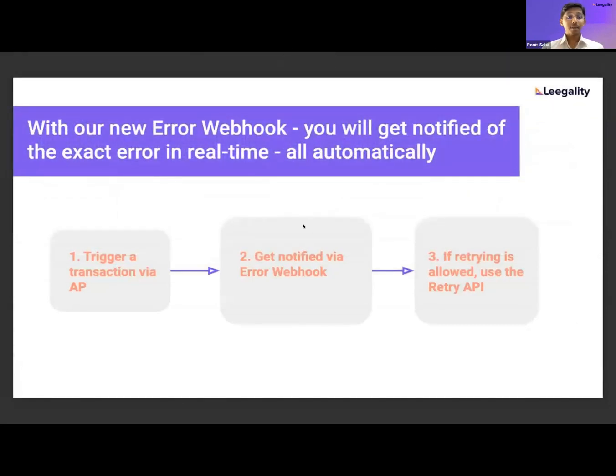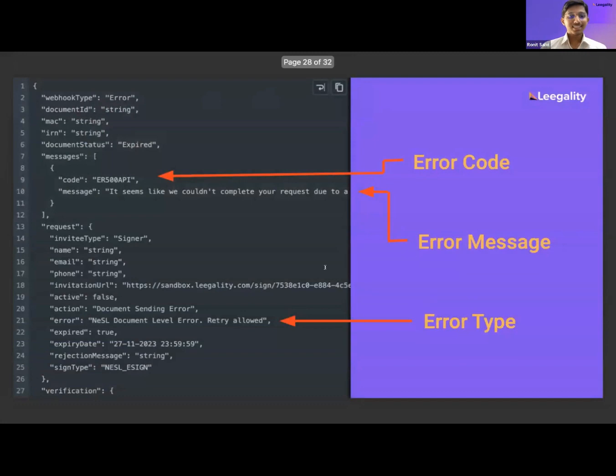We have created a framework to simplify this process and take it from an 8-step process involving a manual leg to a 3-step process, which is completely automated. So next slide, please. This is the webhook structure that you can see on the screen, which we'll be sending you in case there is an error. The way the error webhook will work is if a sender triggers a transaction via API and NESL returns an error, we will send an error in the form of a webhook notification.